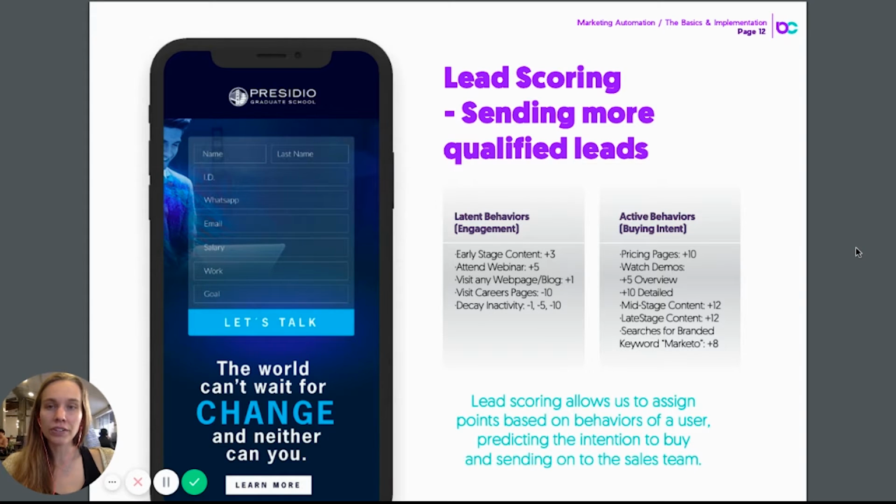And then active behaviors, which really represent more of an intent to purchase, would give the lead more points. So looking at a price page, for example, if someone's already accessing information about the prices of your products or services, then you know that they're more interested than people who haven't accessed those pages. Maybe late stage content like a case study or another article about, in the case of our cruise line, an experience of people who went on the cruise and had a great time.